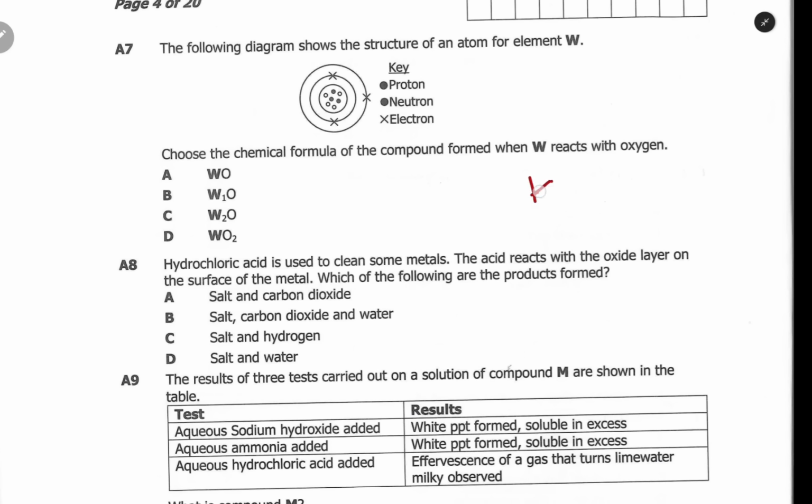So when W reacts with oxygen, oxygen has a valence of 2. What about W? You look at the electron outside shell, it's just 1. So it has a valence of what? 1. So if you cross them over, you're going to have W2O. So the answer therefore is C.